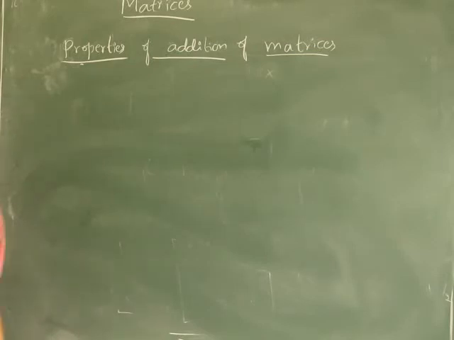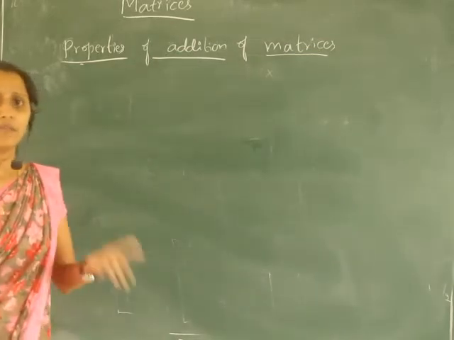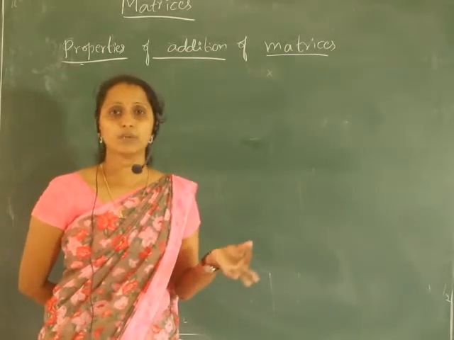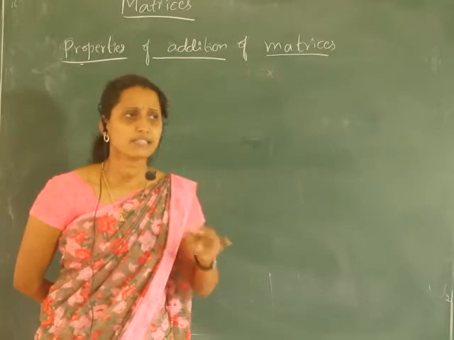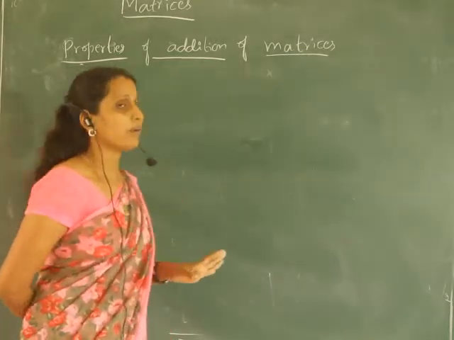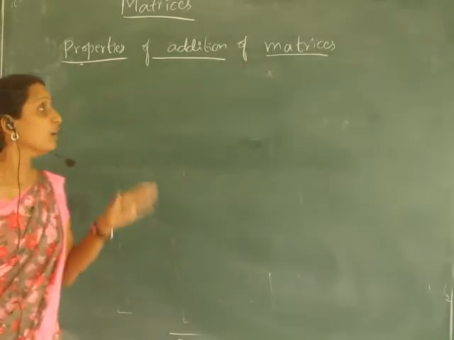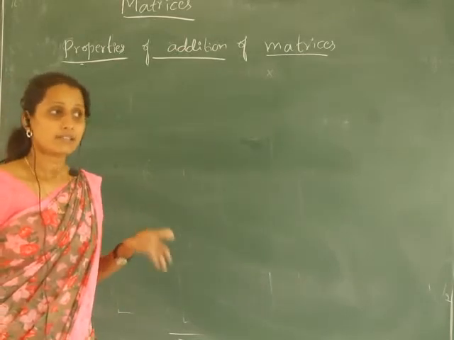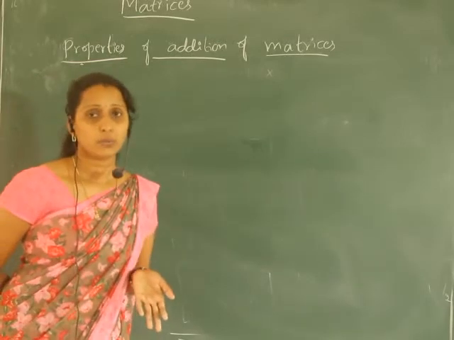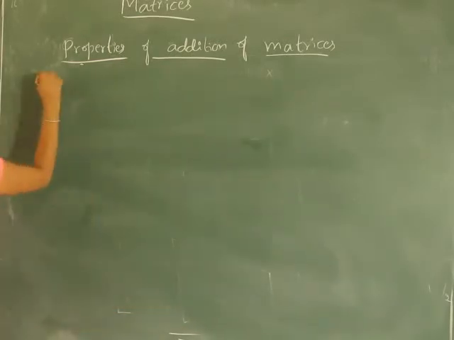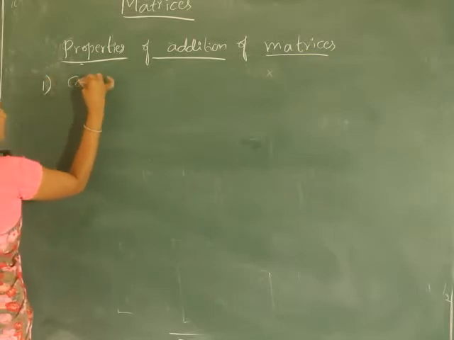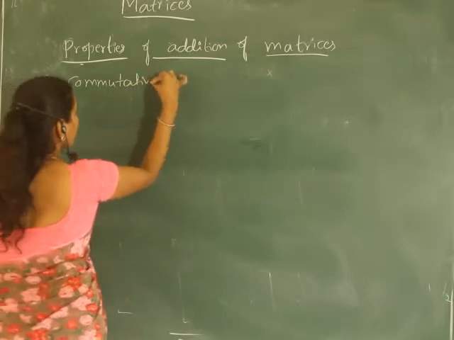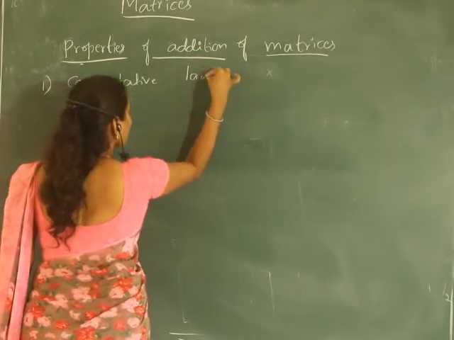Usually in real numbers, what are the properties of addition? They are commutative, associative, identity and inverse element. In the same way, for addition of matrices also there are some properties: commutative property, associative property, existence of identity and existence of inverse. So the first one is the commutative property, or commutative law.